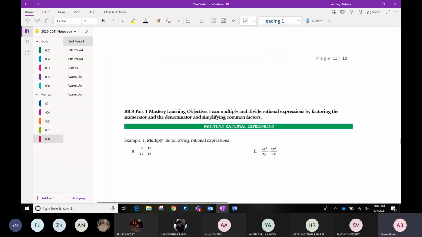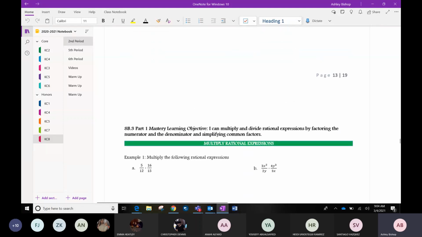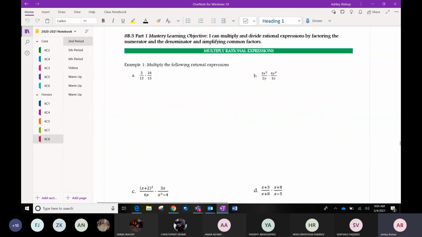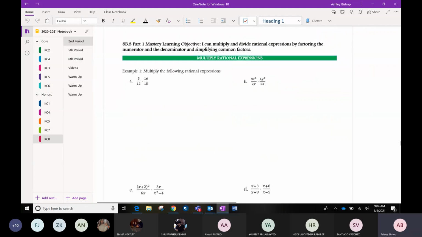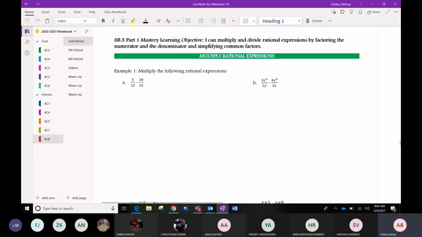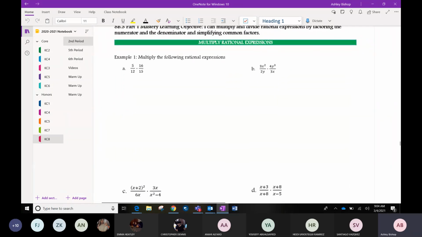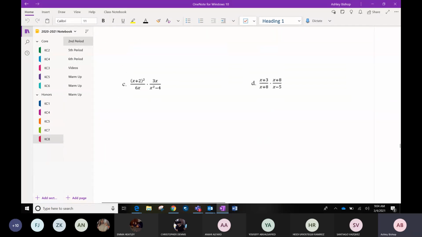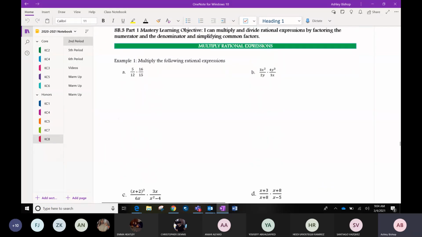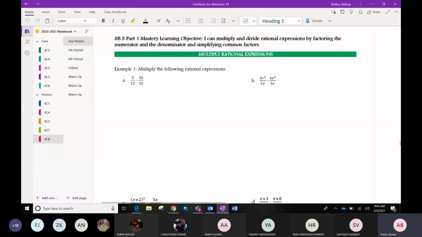And so pages 12 and 13 is adding and subtracting, which, believe it or not, is much more difficult than multiplying and dividing. So we're going to start today with multiplying and dividing. Multiplying and dividing rational expressions is much simpler than adding and subtracting. So we're going to ease into it today with multiply and divide. So again, I am at the top of page 14, so please get yourself situated right there.